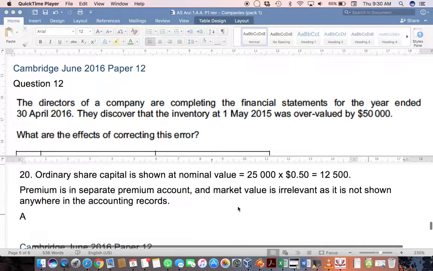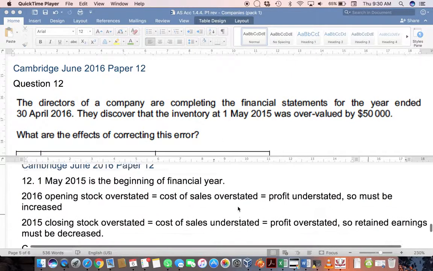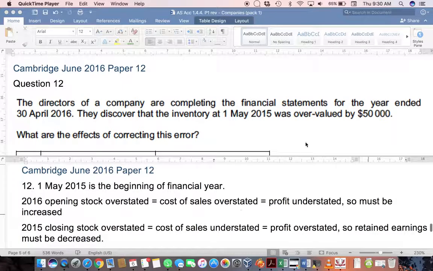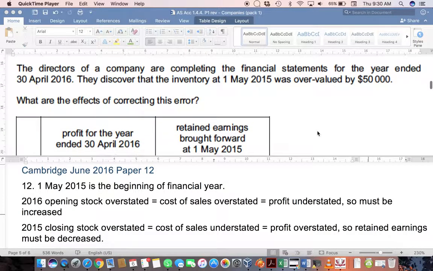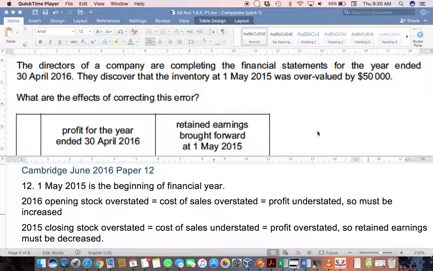Cambridge, June 2016, paper 1-2, question 12. Now, this is quite an interesting one, and you're going to have to think quite carefully. You might want to make little notes for yourself on the side. The directors of a company are completing the financial statements for the year ended 30th of April 2016. Note the date, this is very important.